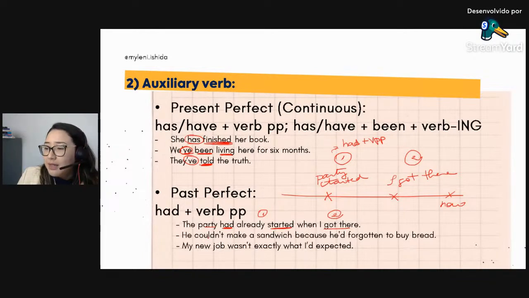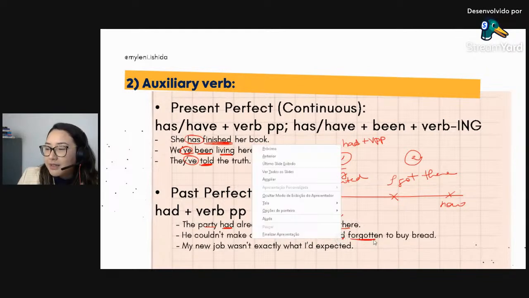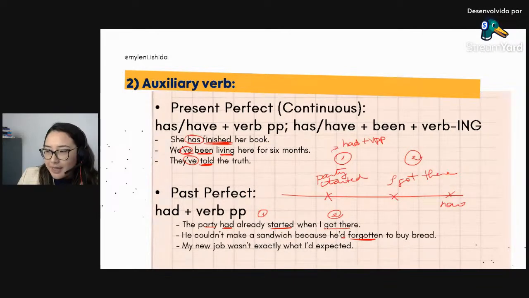Okay? He couldn't make a sandwich because he had forgotten to buy bread. In this case, I'm using the contraction he'd. He'd is a contraction of he had. Ah, teacher, but he'd, the apostrophe D, is also a contraction of would, right? It is, but after would, I don't have a verb in the past participle. After would, I have a verb in the infinitive, the base form, okay? So here I have he had, he'd forgotten, verb in the past participle. In this case, I have the verb have as an auxiliary.